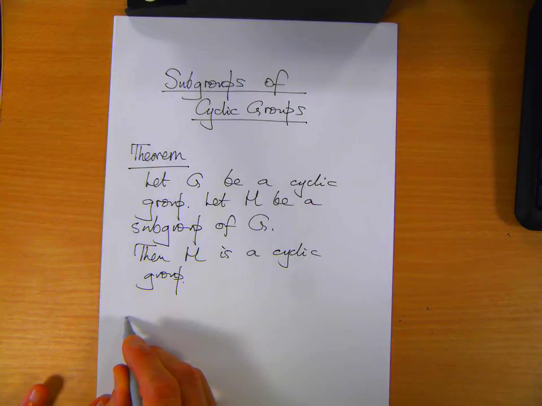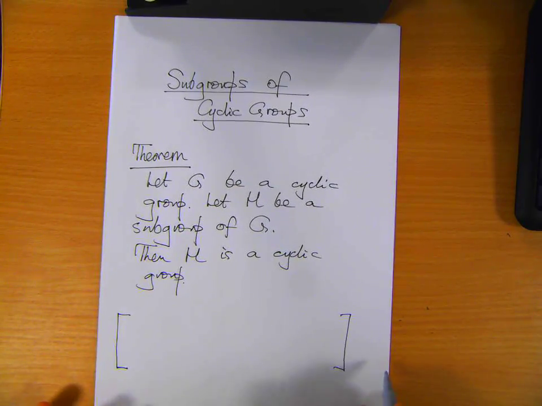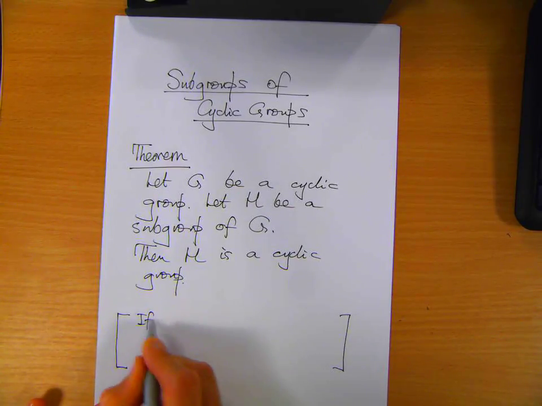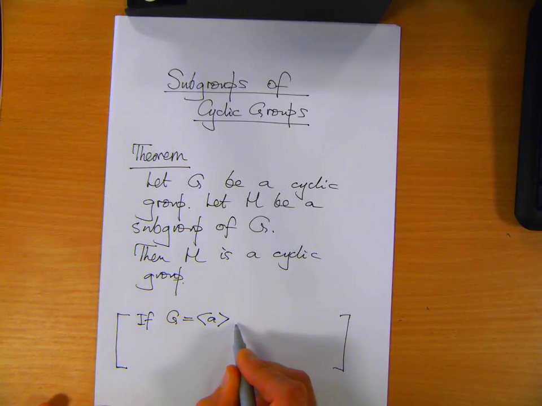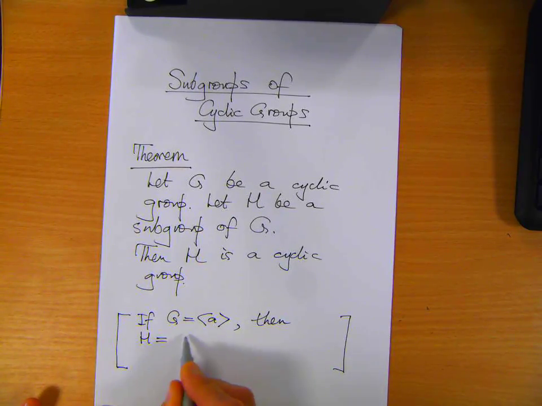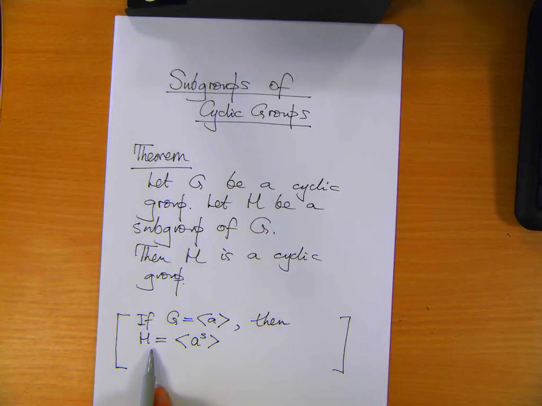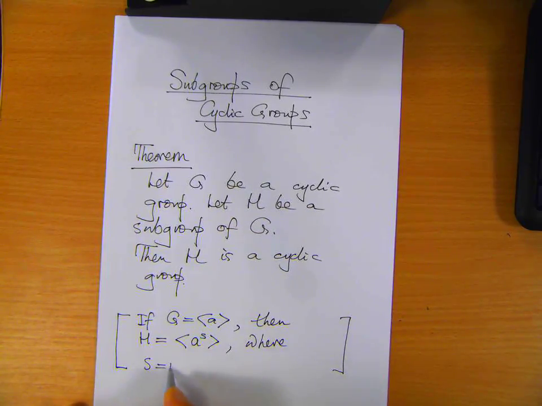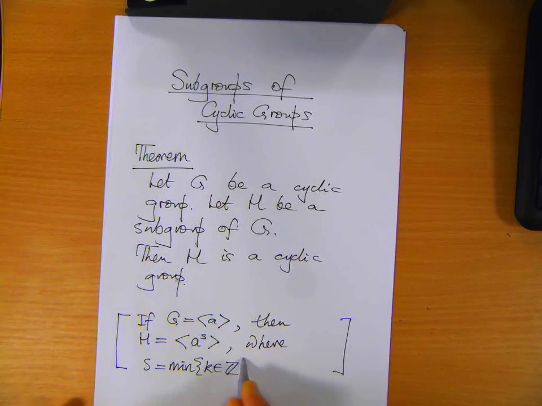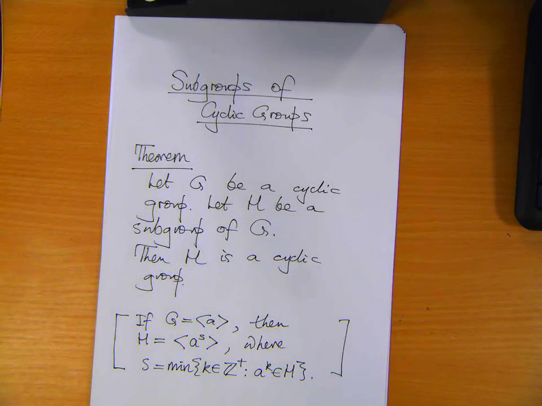And just to remind you a little bit about the ingredients in the proof, if G is generated by A, then H is generated by some element of G, of course, because it's a subgroup of G. And in fact, it's generated by A to the S, because every element of G is a power of A. And H is generated by that power, S, where S is the smallest positive power of A that belongs to H. So that was an ingredient in the proof.